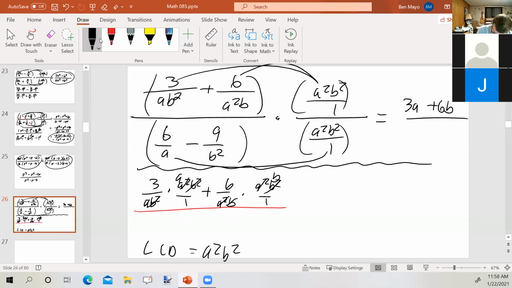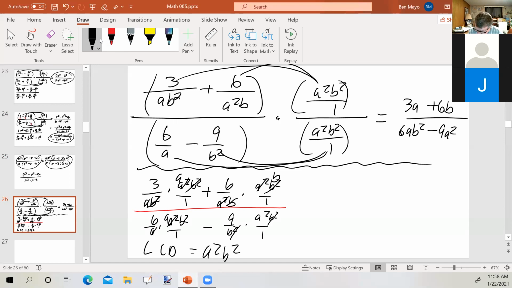In the denominator, 6 over a times a squared b squared over 1. A squared over a is a, and we get 6ab squared minus 9 over b squared times a squared b squared over 1. The b squareds go away and we get minus 9a squared. Wow.